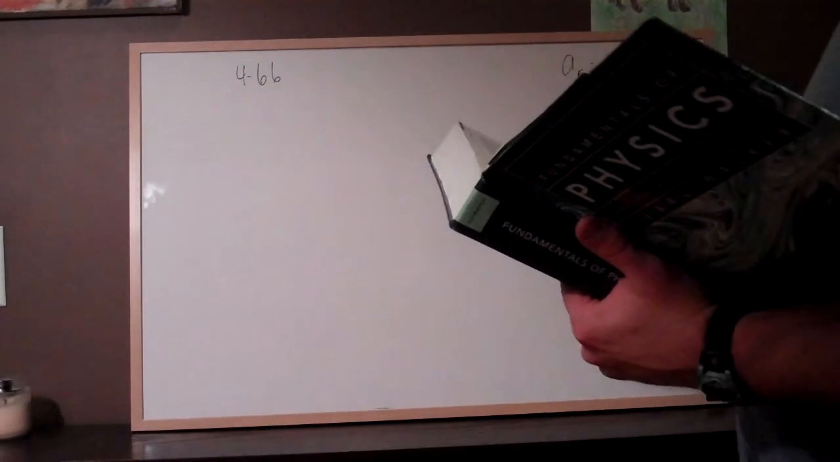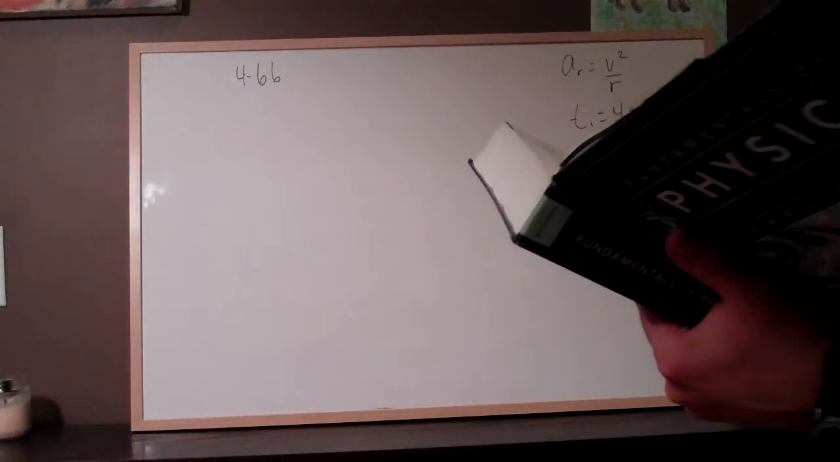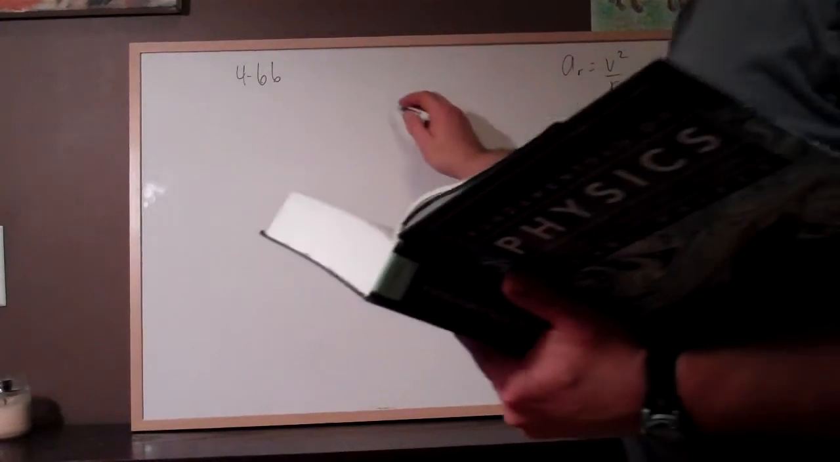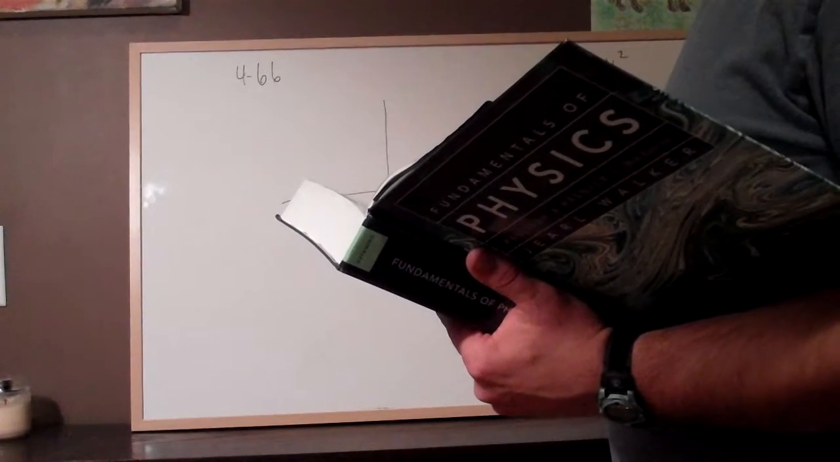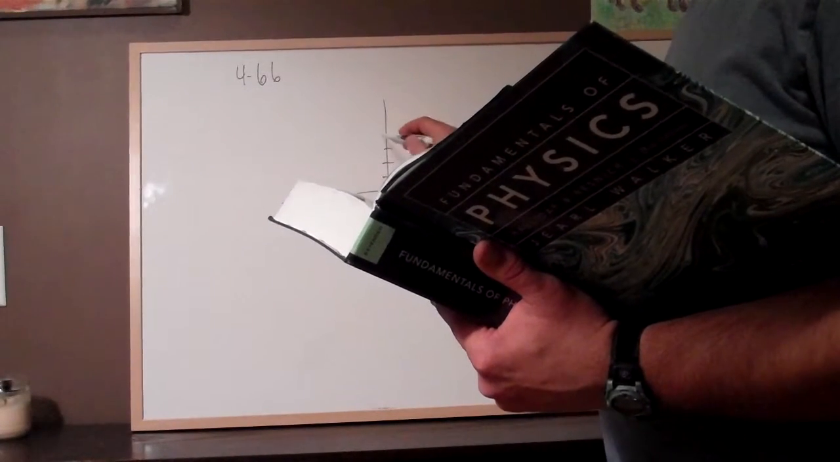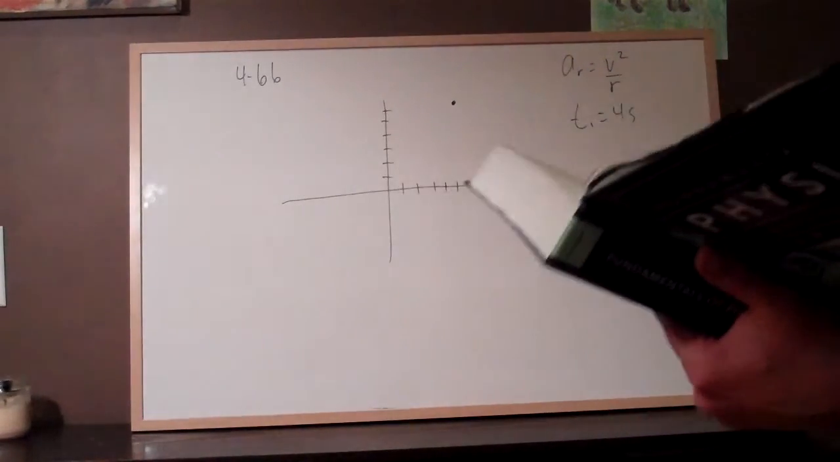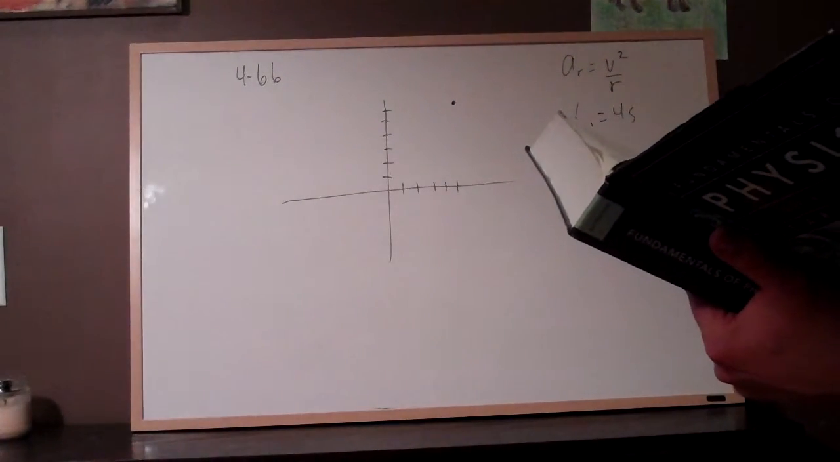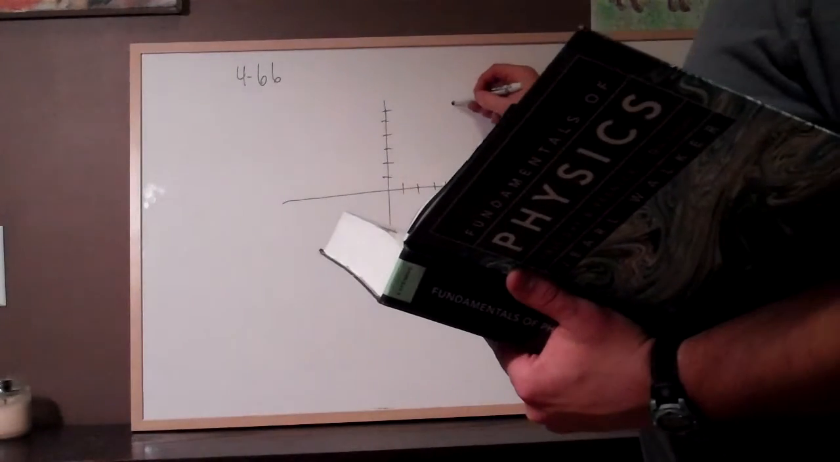And it says at 4 seconds, the particle is located at 5, 6. So 1, 2, 3, 4, 5. 1, 2, 3, 4, 5, 6. So it's located here. And at that point, it has a velocity of 3 meters per second in the j direction.